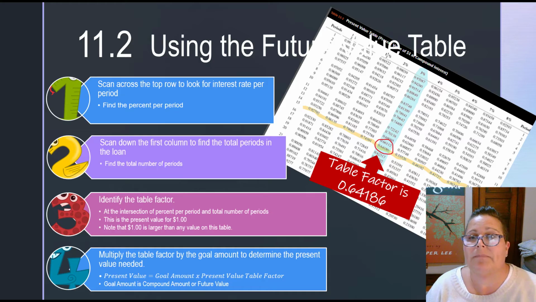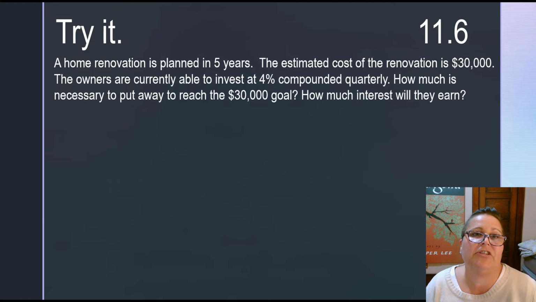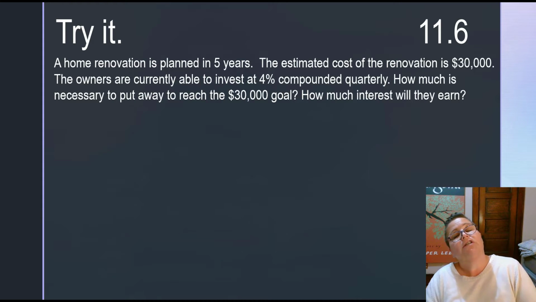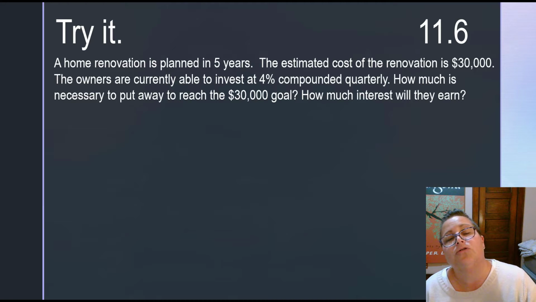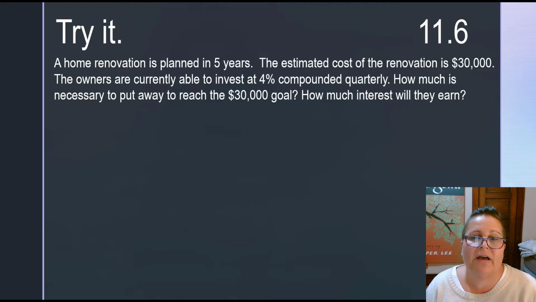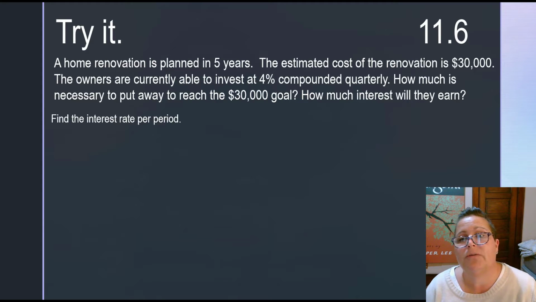Let's try a problem. We have a home renovation planned in 5 years' time. The estimated cost of this renovation is $30,000. The owners are currently able to invest at 4% compounded quarterly. We want to find how much is necessary to put away today in order to reach that $30,000 goal in 5 years, and we want you to be able to calculate how much interest they could earn.